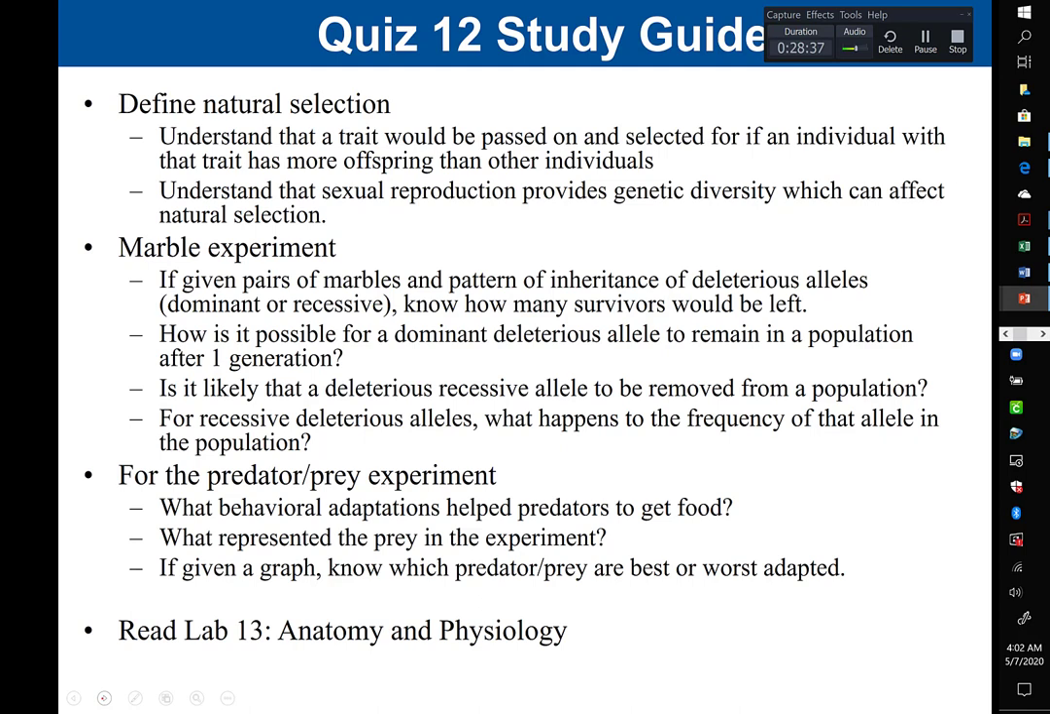In our predators, we were looking at the effect of the mouth parts on their ability to get food. And then lastly, if given a graph, know which predator or prey are best or worst adapted. Meaning, if you see the population size going up, that means that they're well adapted. If you see their population size decreasing, that means that they're not well adapted. And at some point, that population could potentially become extinct, which you want to see, did we see that in our experiment? And then lastly, read Lab 13 that covers anatomy and physiology. And so this concludes the summary for Lab 12.